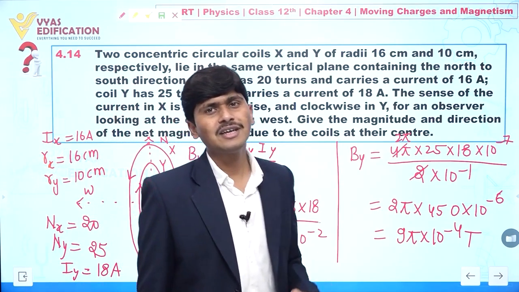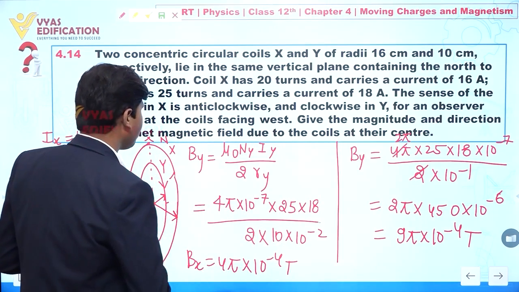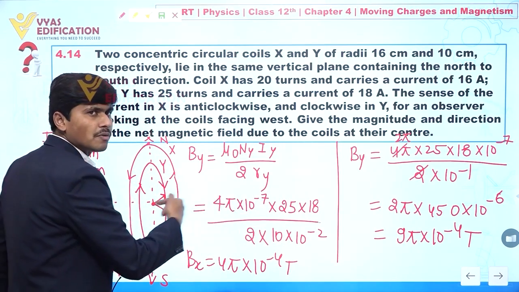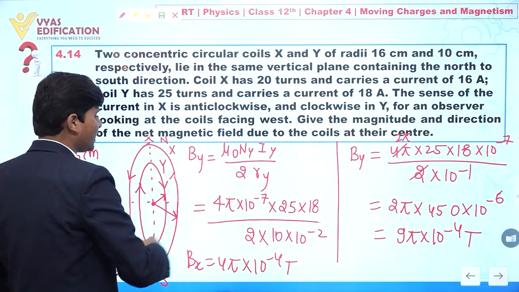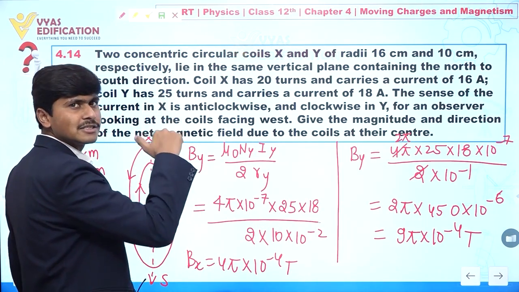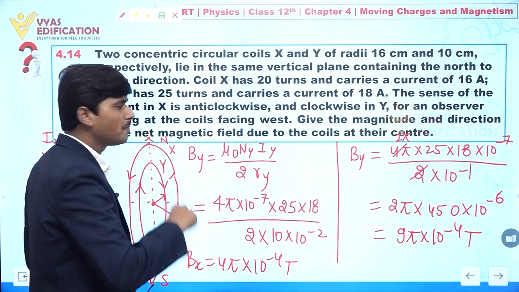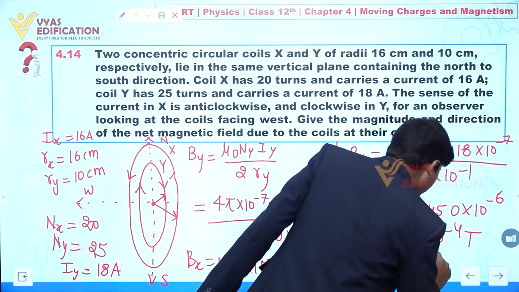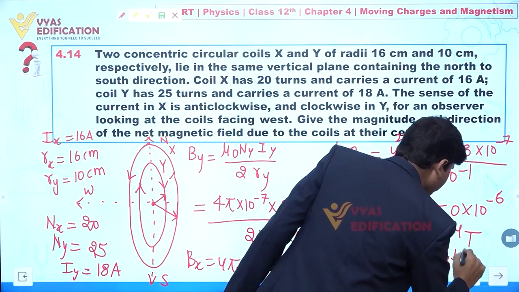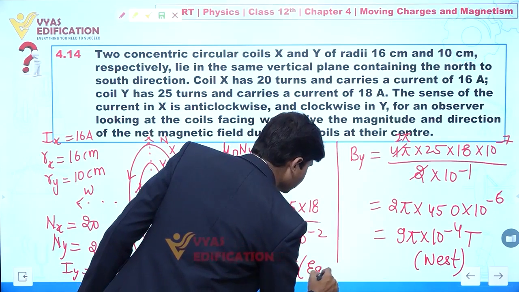So can we find the direction of this By? Yes, because if we see from this side, we have a clockwise sense. Clockwise sense means if we curl our fingers like this, then the thumb indicates the direction of the magnetic field. So here the direction of the magnetic field is the west direction. Clear? Here we have the east direction.